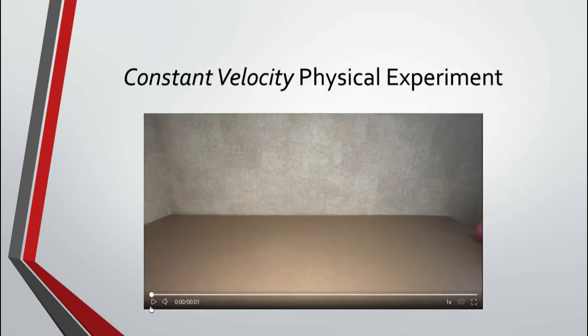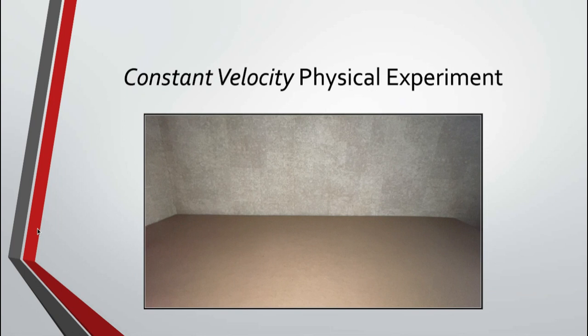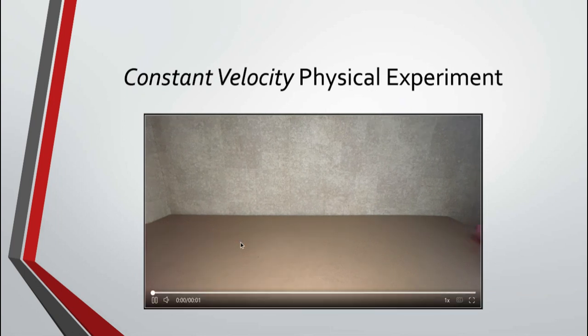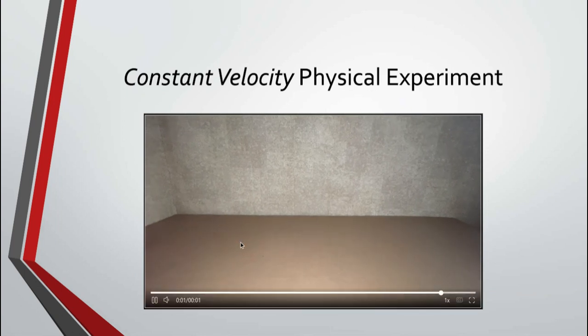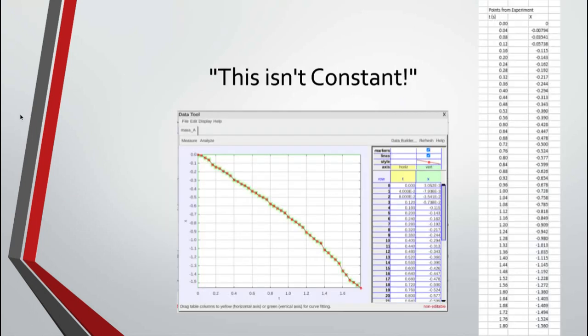And so here's the physical experiment, the video. Here I rolled a pink ball over a cardboard surface at a given constant velocity. How can we plot this?